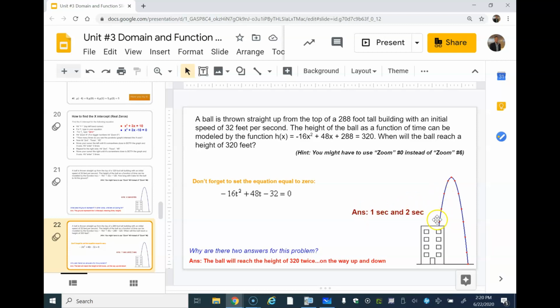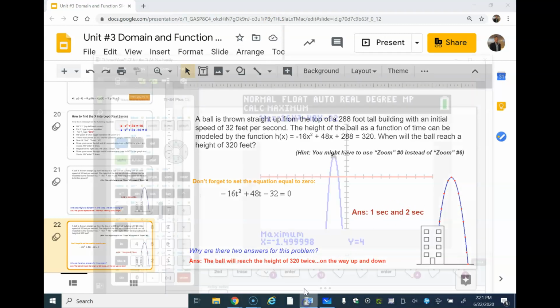1 second, and then again over here at 2 seconds. So at 1 second it hits 320 as the height, and then when it comes back down, it hits the 320 marker again at 2 seconds. So let's figure out what that's going to look like.